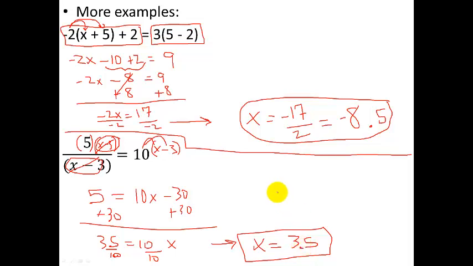Okay, so the keys here, 2 or 3 of them. Number 1, do PEMDAS in reverse when you're solving an equation. Key number 2, simplify the sides of an equation, the two expressions on the left and right hand side. Simplify those first at the beginning, if possible. And the last thing is, always remember you can plug your answer back in and check and see if it works.